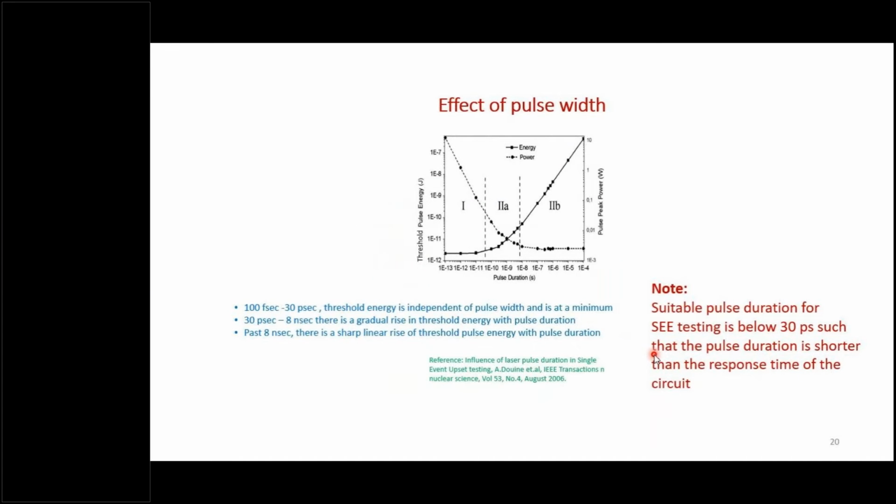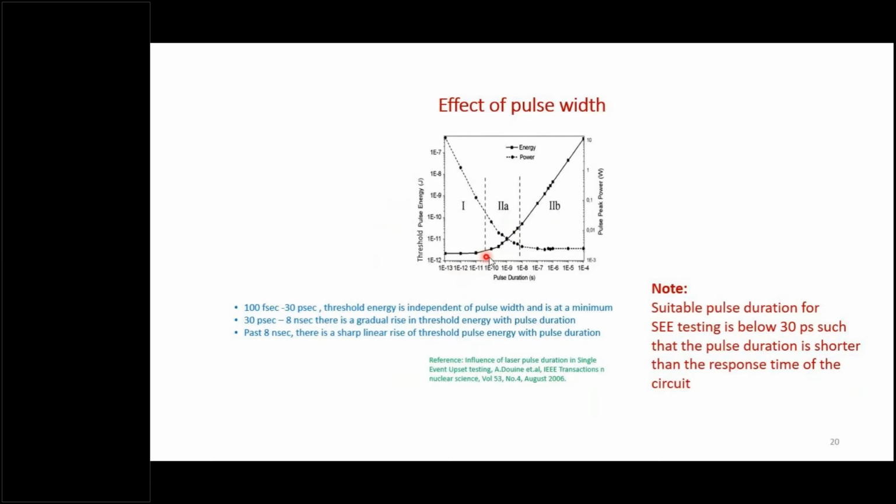Okay, the next issue is the effect of pulse width. So can we use any pulse width with the laser to do SCE testing? What are the requirements for pulse width? There's a very interesting paper by Duane and Pouget that talks about this issue, and it actually divides the pulse width into three regions: region 1, region 2A, and region 2B. The important thing is that the pulse duration should be shorter than the response time of the circuit.